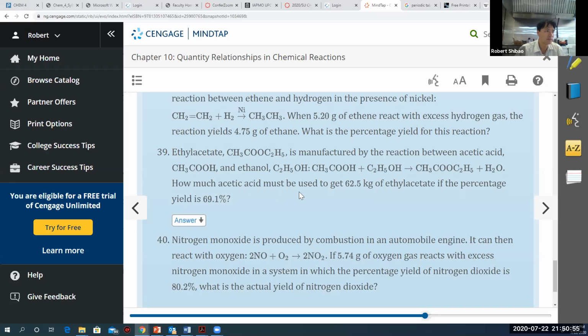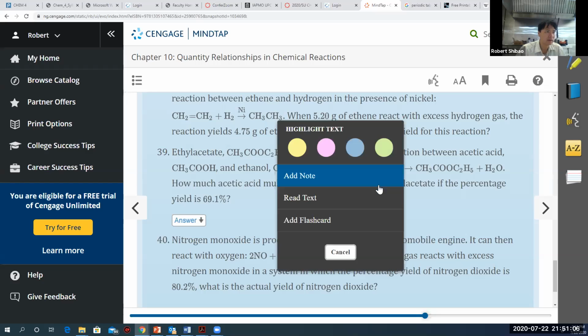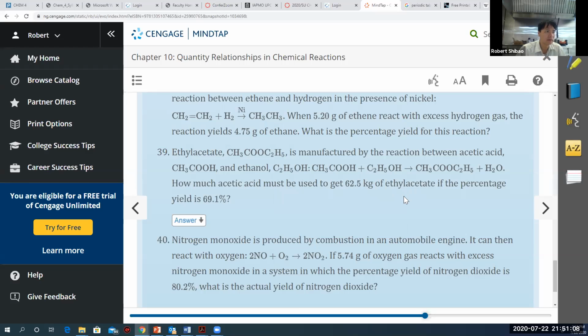How much acetic acid must be used to get 65.2 kilograms of ethyl acetate if the percentage yield is 69.1%? And so they need to get this much. This is for the party. And so maybe they're trying to do it.